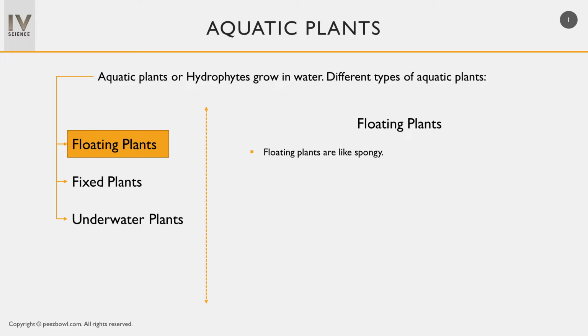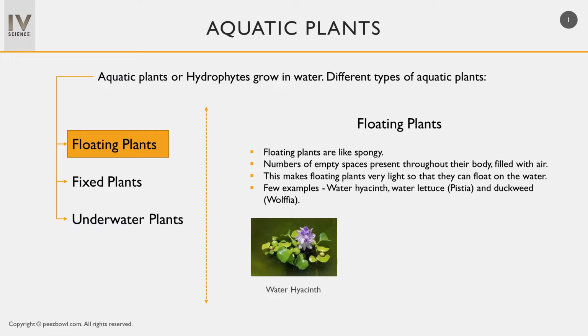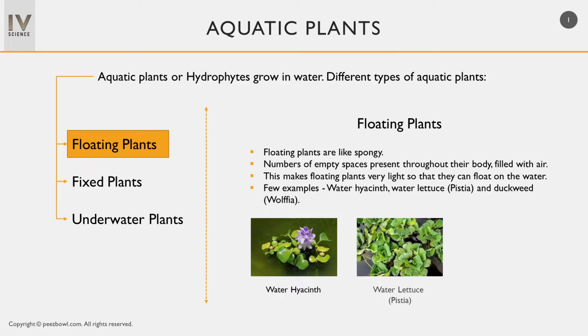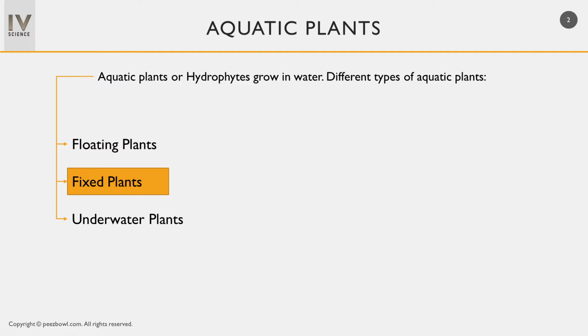Floating plants are spongy. They have a number of empty spaces throughout their body which are filled with air. This makes floating plants very light so that they can float on the water. A few examples of floating plants are water hyacinth, water lettuce, which is also called pistia, and duckweed, which is also called wolffia.